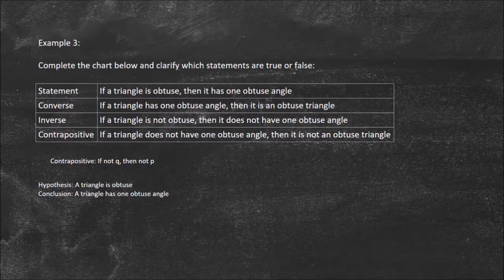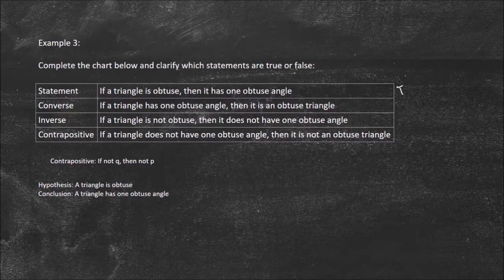Okay, so now let's identify the truth values of these. First, the original statement: if a triangle is obtuse, then it has one obtuse angle. Is that true? It is. An obtuse triangle has to have only one obtuse angle, because it can't have two, since that would be over 180 degrees total.